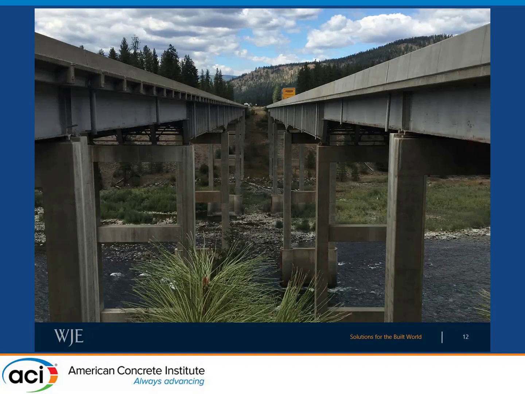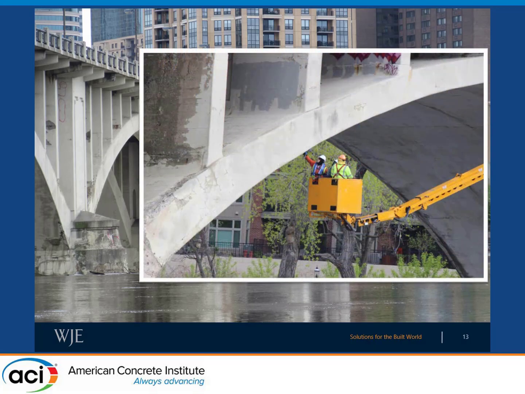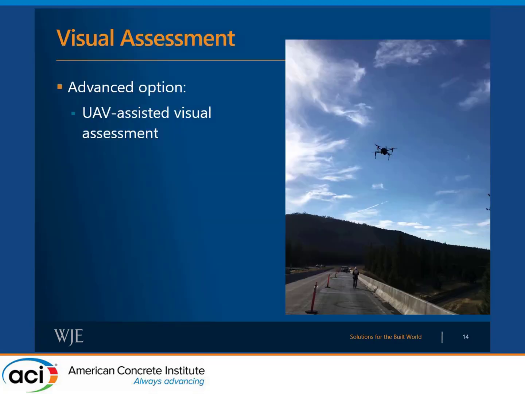But what happens if you have a difficult time accessing the underside of the bridges? It's still really valuable information, and there are a couple of ways that we can get at it. One is to use aerial lifts or a snooper, for example, some sort of device so that you can physically be transported underneath or to a difficult access area. Here's a picture of someone performing a visual assessment on the underside of the 3rd Avenue Bridge in Minneapolis.